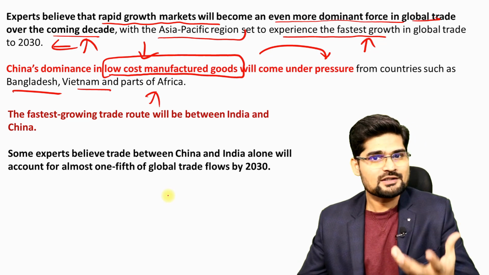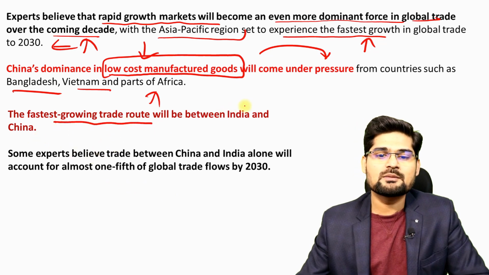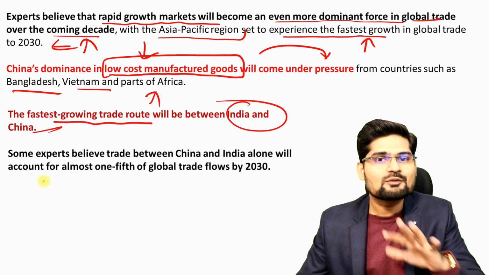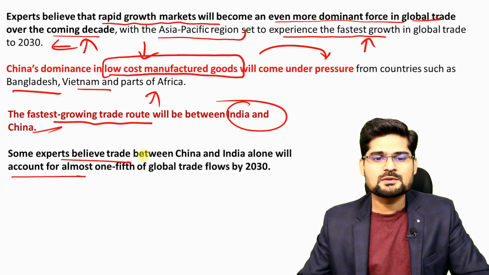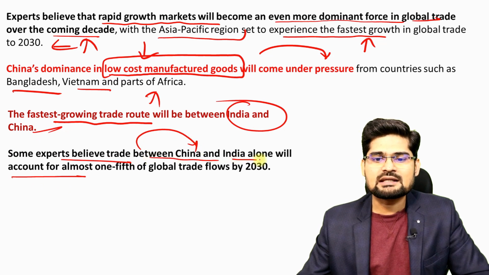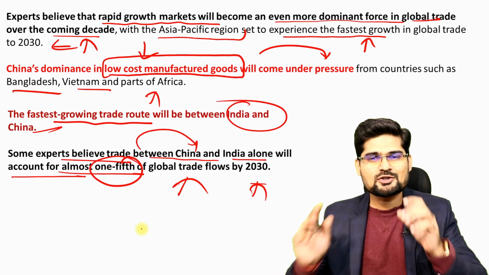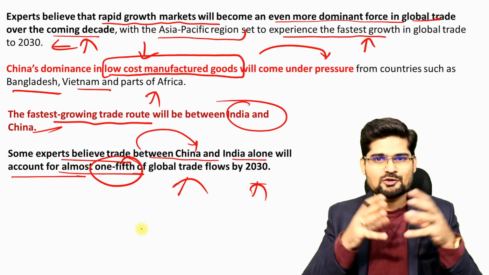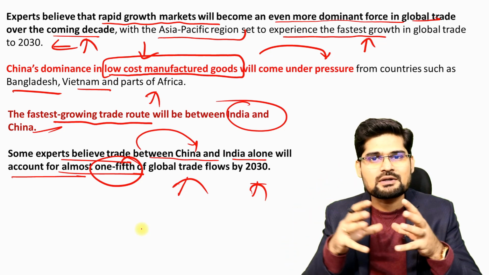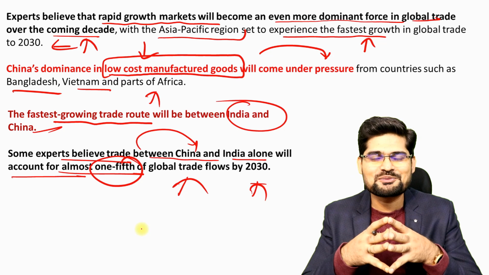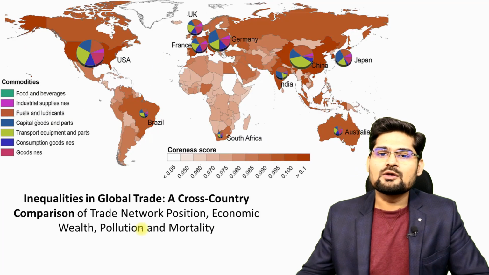So let's see where the future is, but the general trend shows us the fastest growing trade route will be between India and China. So remember, the Indian Ocean region is going to be very important. The Indo-Pacific region is going to be very important. Some experts also believe that trade between China and India alone will account for 1/5 of global trade by 2030. Right? So the domination of NAFTA and the European Union is going to go down. The most important area, the heartland of the modern world, is going to be the Indo-Pacific region. That's being assumed now.